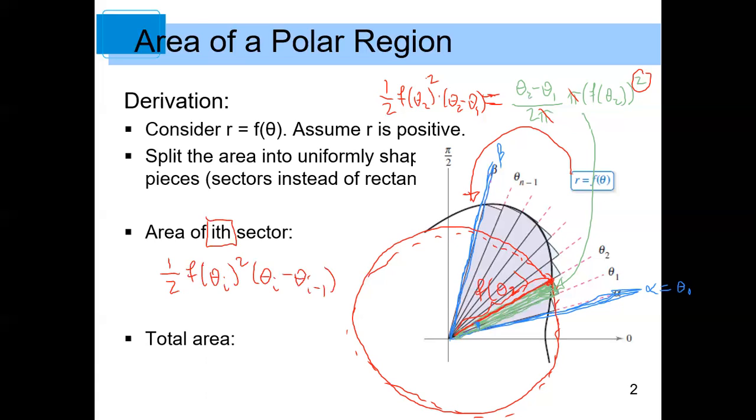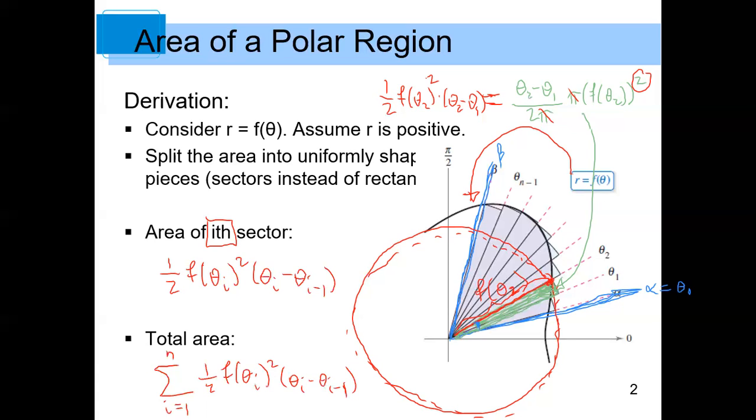And therefore, what's the total area going to be? What would I have to do with all of these things? Well, I would add them up, yeah? So it'd be the sum, i going from where to where? From 1 to n, and it would be 1/2 f of theta i squared times theta i minus theta i minus 1. Now, this is going to be an approximation for the area, correct?